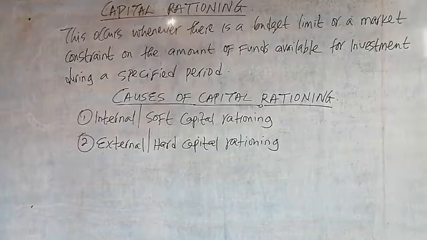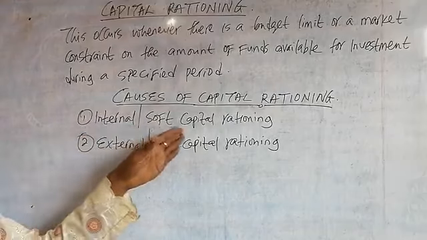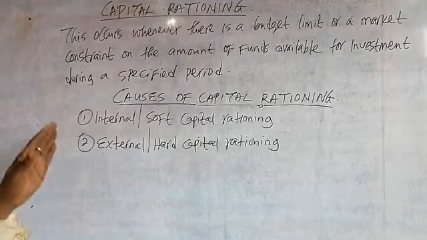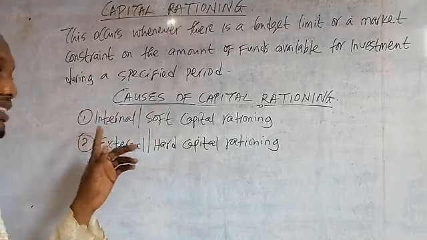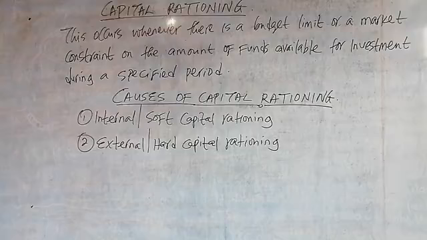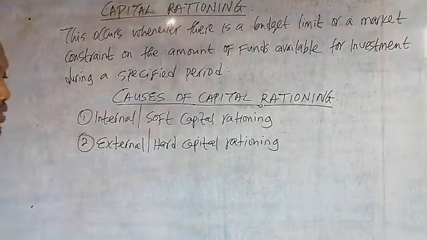I want you to understand the concept of capital rationing. Now, what are the causes of capital rationing? The causes of capital rationing can be said to be what? Internal or soft capital rationing. You can have the situation when the rationing is a factor of internal factor, which is also called soft capital rationing. Or the external factors, which we refer to as hard capital rationing.